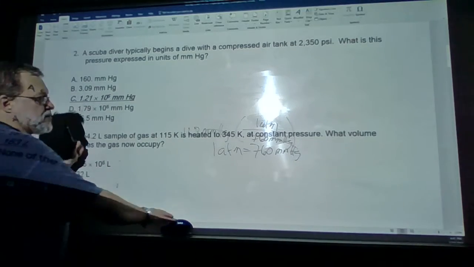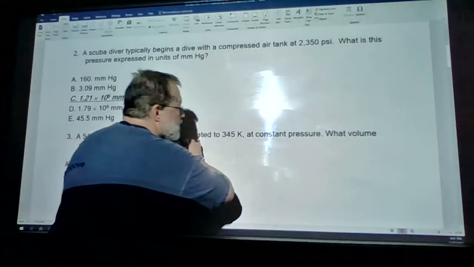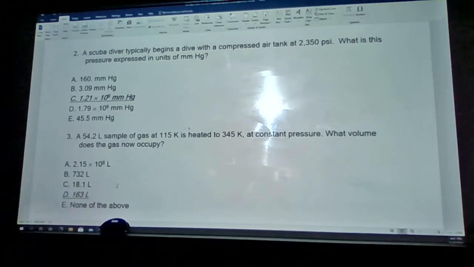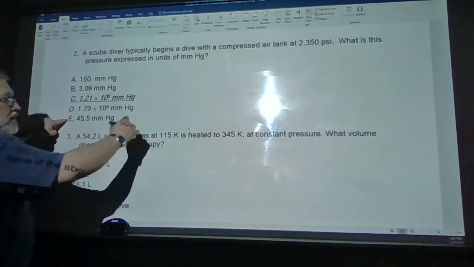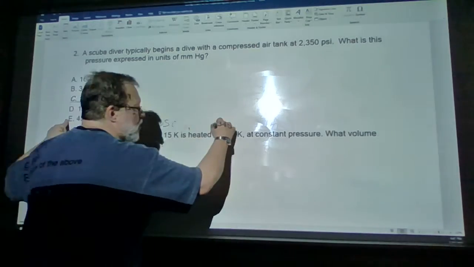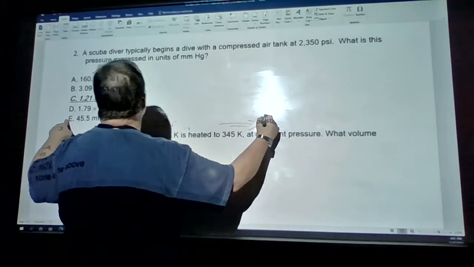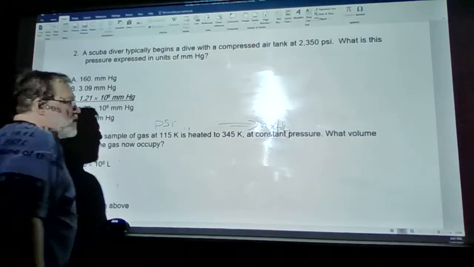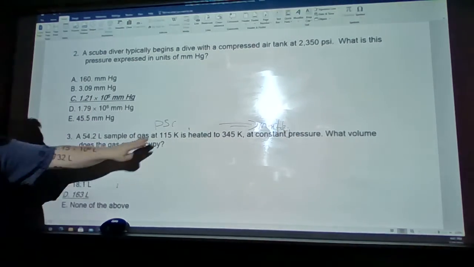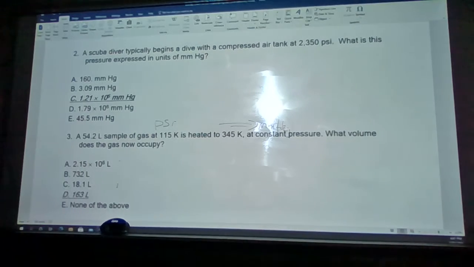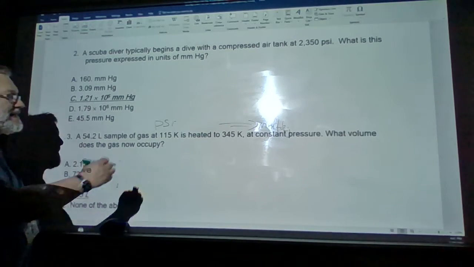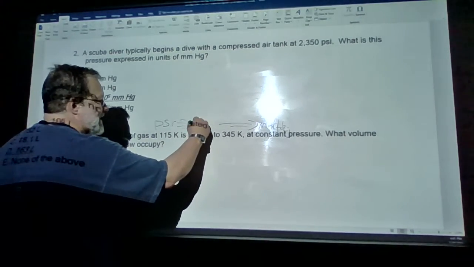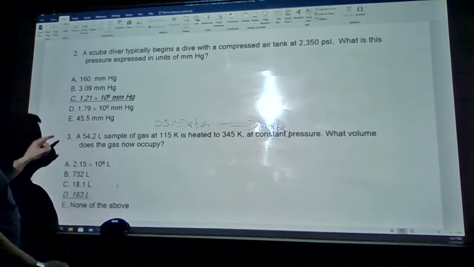Same kind of problem, number 2. We are going from PSI, and ultimately we want to end up in millimeters of mercury. But there are no conversion units to go directly from PSI to millimeters of mercury. You need to go through ATM. So you convert PSI to ATM, then ATM to millimeters of mercury.